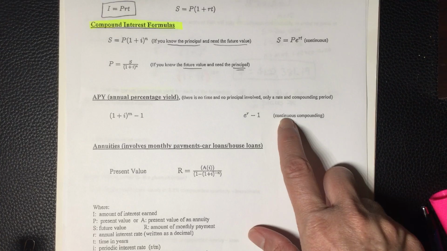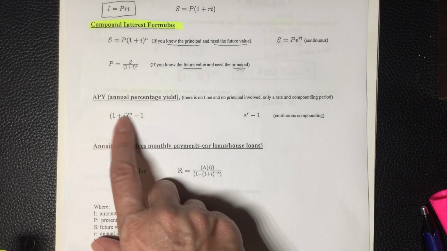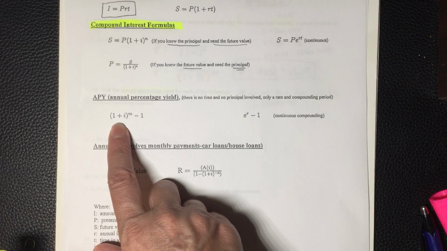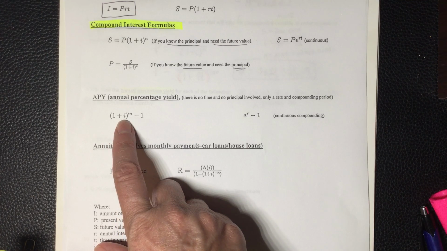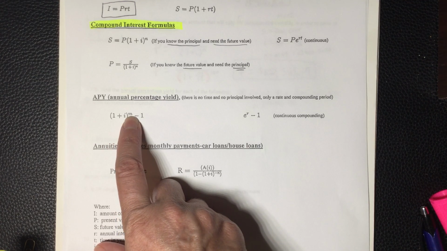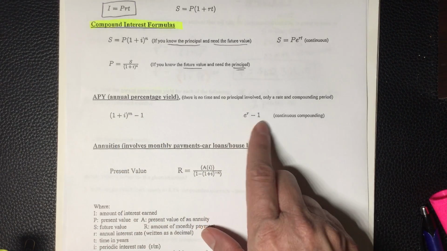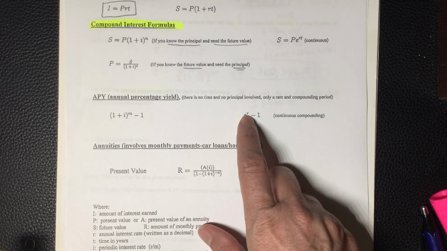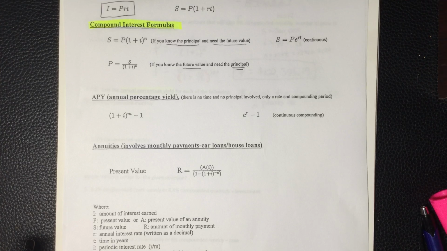If you see the word continuous, you will use this one. Otherwise, you will use this one. Notice there's no time and no principal, it's just the periodic interest rate here and the number of times compounded. Continuous is even easier because all we do is plug in the interest rate.